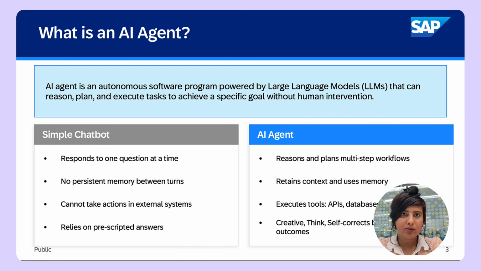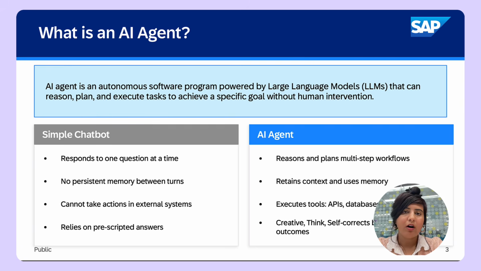I have listed the difference between a simple chatbot, what we might have used, and the AI agent. A simple chatbot responds to one question at a time, whereas an AI agent can reason logically and plan multi-step workflows in order to reach a goal. A chatbot doesn't have memory between conversations or turns. The AI agent retains the complete context of the conversation and has memory.